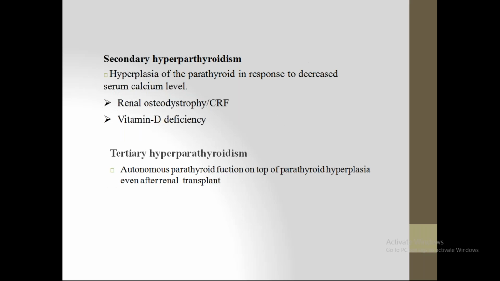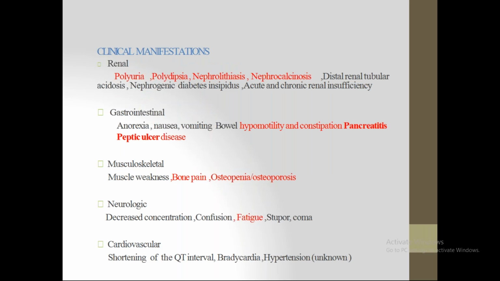Now coming to secondary hyperparathyroidism: hyperplasia of the parathyroid in response to decreased serum calcium levels, which occurs in renal osteodystrophy or CRF and vitamin D deficiency. Tertiary hyperparathyroidism is autonomous parathyroid function on top of parathyroid hyperplasia, even after renal transplant. So there will always be a parathyroid adenoma on which there will be hyperplasia and increased production and secretion of parathyroid hormone. Now coming to clinical manifestations.